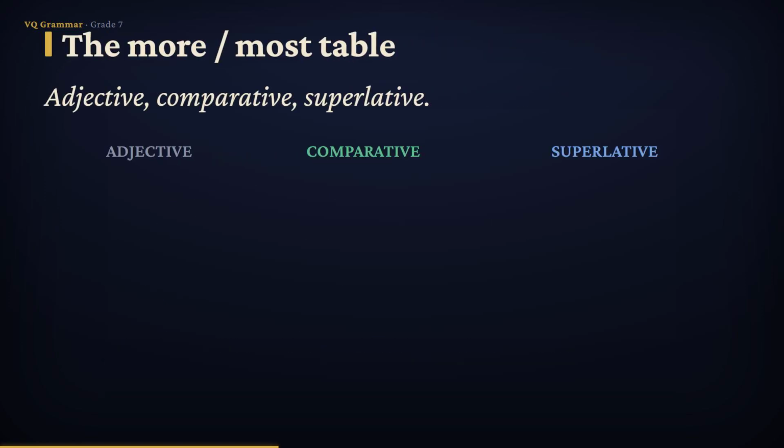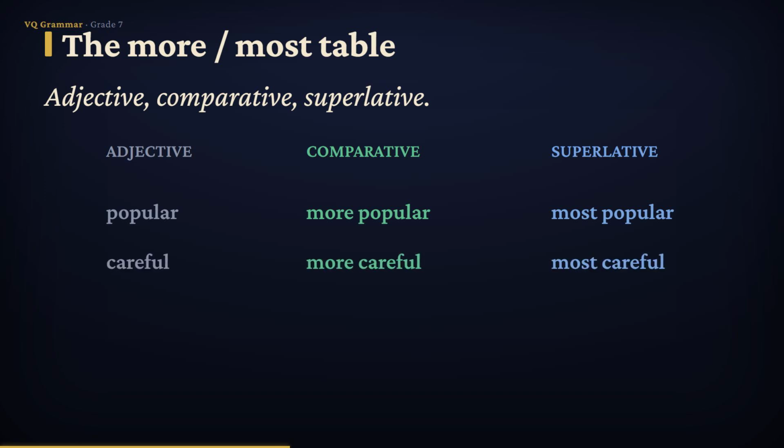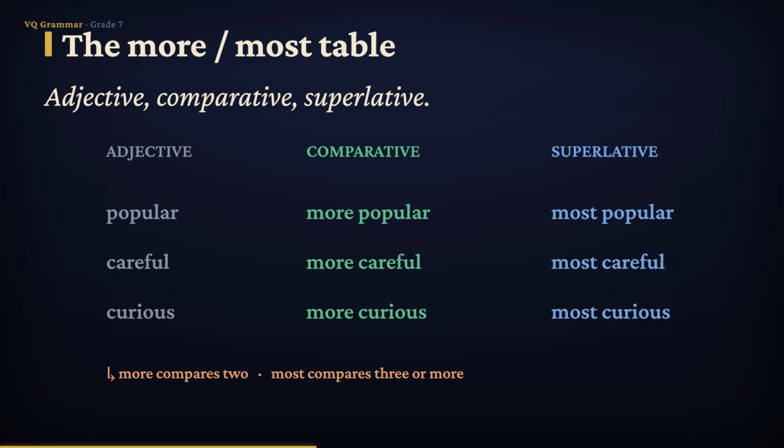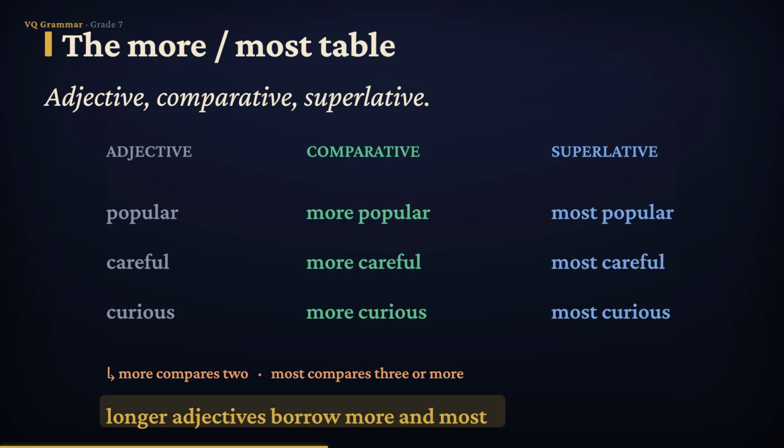Let's line them up in a table, just like we did with the short adjectives. Take popular. Popular, more popular, most popular. Then careful. Careful, more careful, most careful. And curious. Curious, more curious, most curious. Read across each row and you can hear it. The plain adjective, then more for comparing two, then most for comparing three or more. The idea is exactly the one you already know from ER and EST. These longer words simply borrow more and most instead.